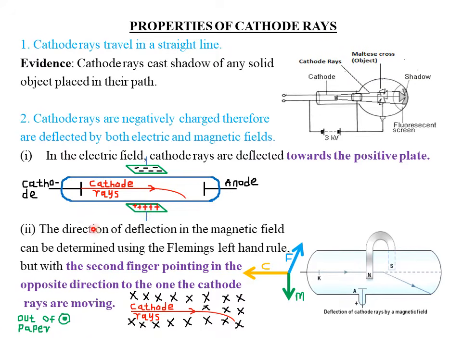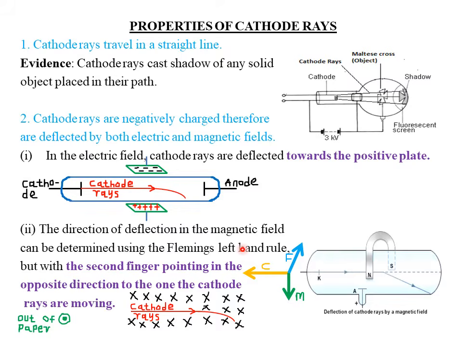Then we look at the direction of deflection in the magnetic field, which can be determined or predicted using Fleming's left-hand rule. We looked at this rule when we were dealing with the magnetic effect of the electric current, which was a chapter in Form 2. We also reviewed the same under electromagnetic induction. So you can review what we meant by Fleming's left-hand rule.